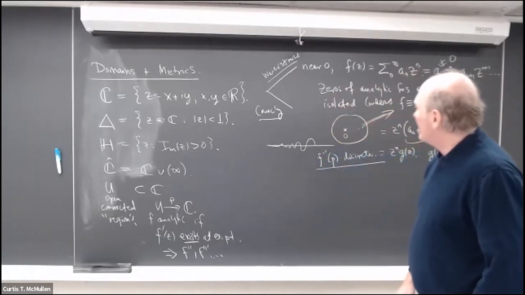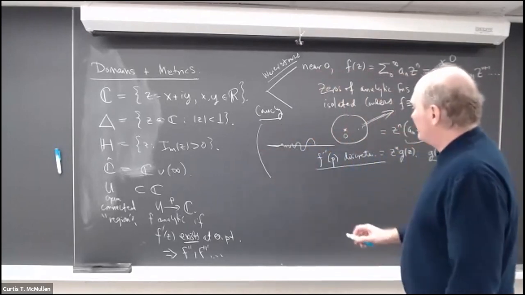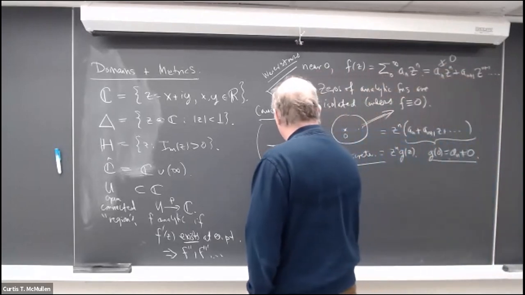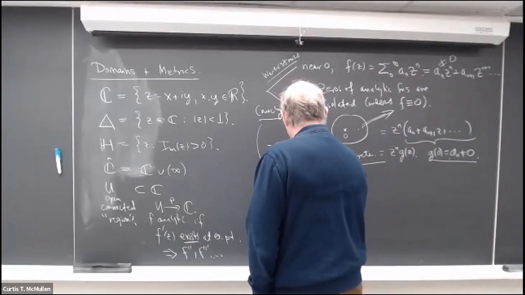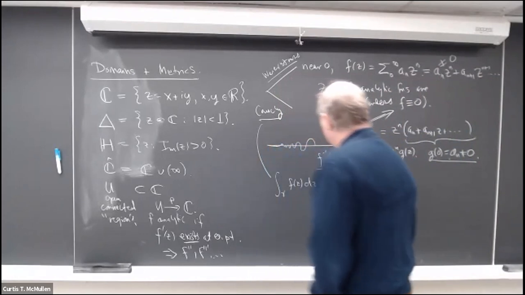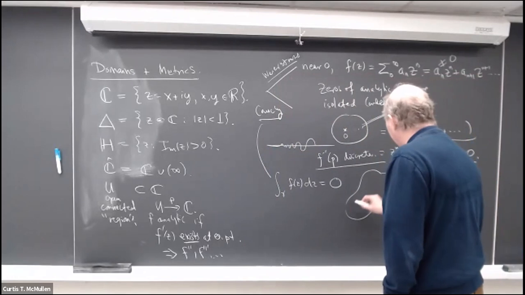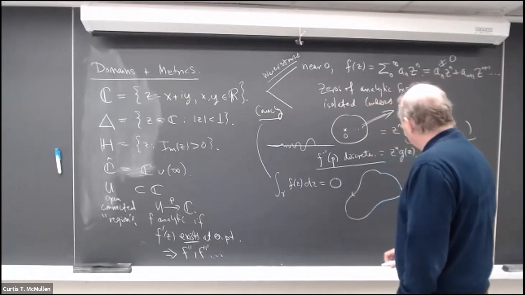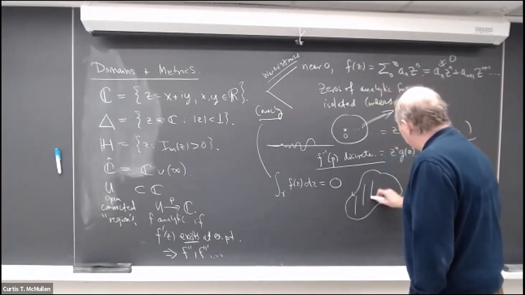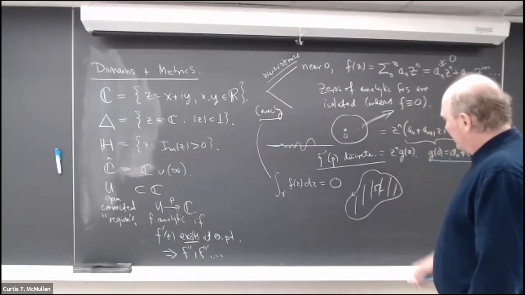Okay, now what's the Cauchy point of view on analytic functions? Cauchy's point of view is that the most important property of an analytic function is the Cauchy integral formula. So the integral of a function around a closed loop in the plane, oriented, where the function is analytic in the region bounded by the loop, comes out to be 0.